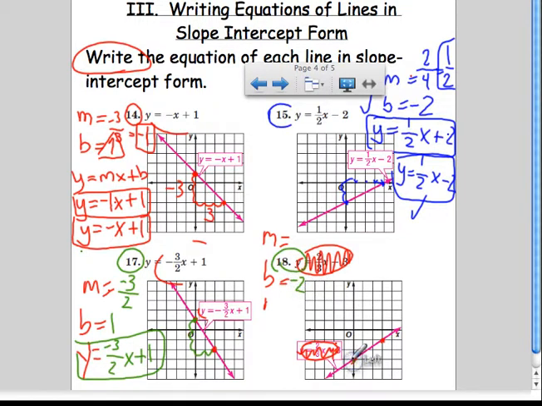Looking at 18, hopefully you're seeing that the y-intercept is -3. That was a usable point. And the slope, which went up 2 and over 3, a rise of 2 and run of 3, the slope was 2/3. So as an equation, that means y equals 2/3 x minus 3. And that should have been the equation you had.